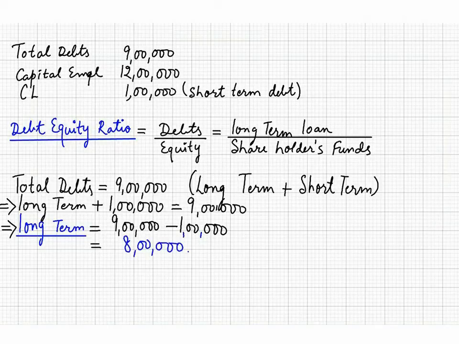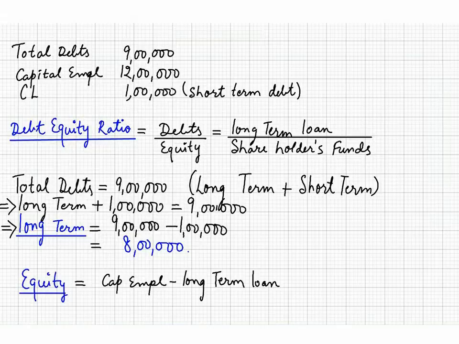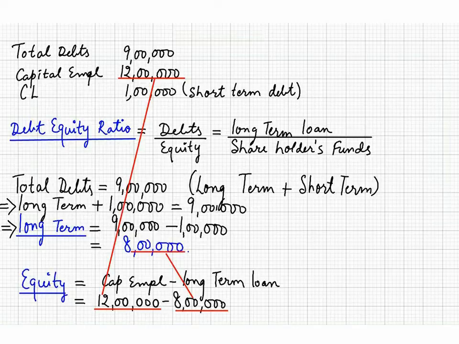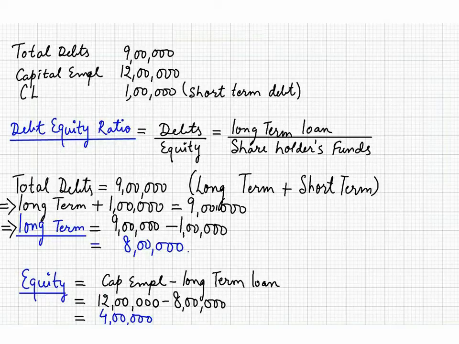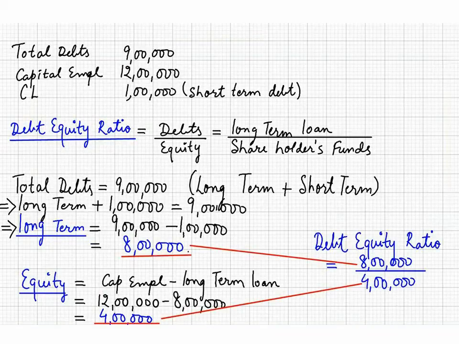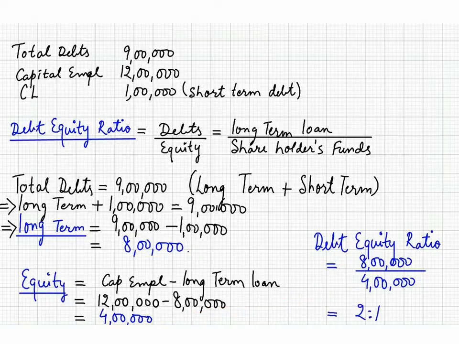So we have got the debts, means long-term loans. Now we are looking for the equity. That is capital employed minus long-term loans. And capital employed as per this question is 12 lakhs minus long-term loans. Long-term loans are 8 lakh. It means equity is equal to 4 lakh rupees. So the ratio will be 8 lakhs upon 4 lakhs. That is 2:1.